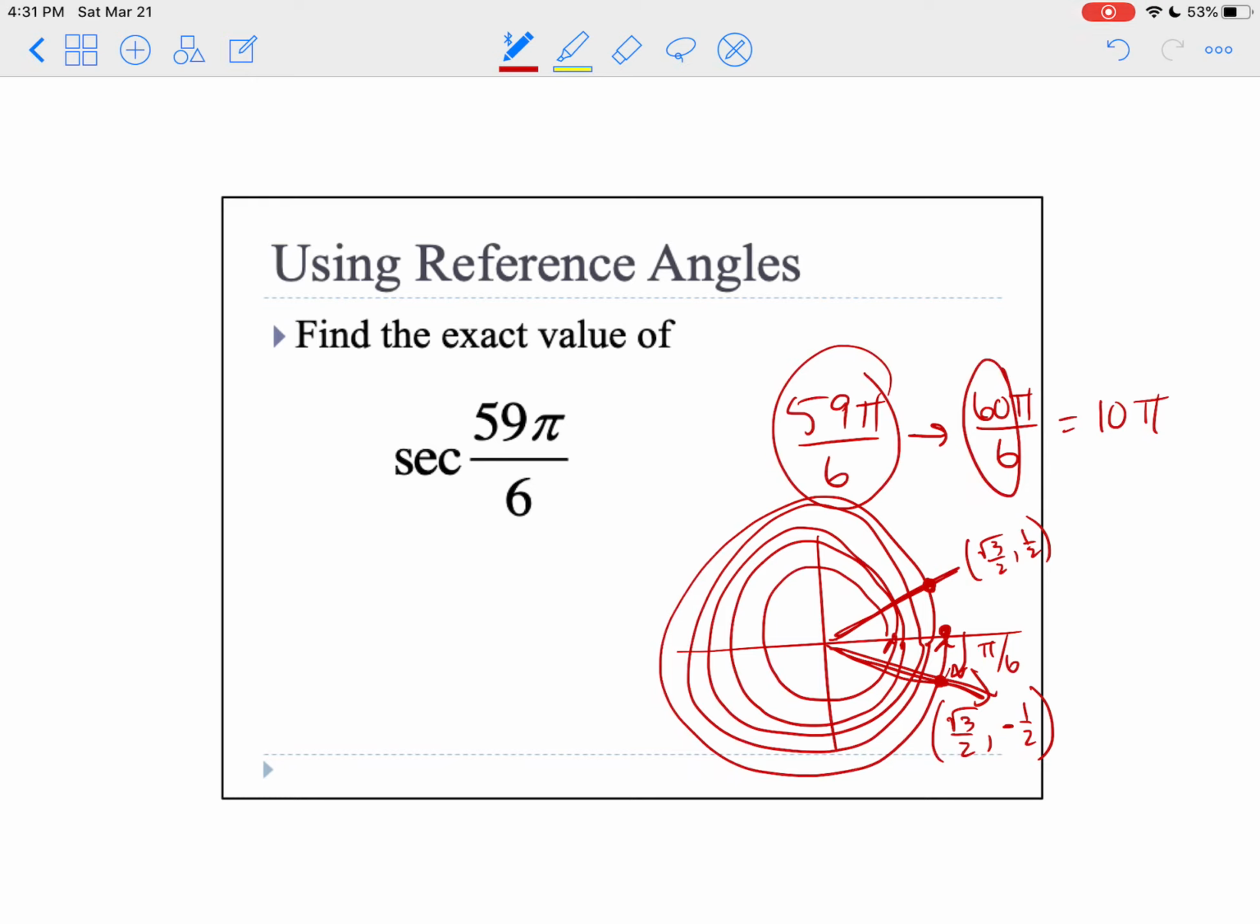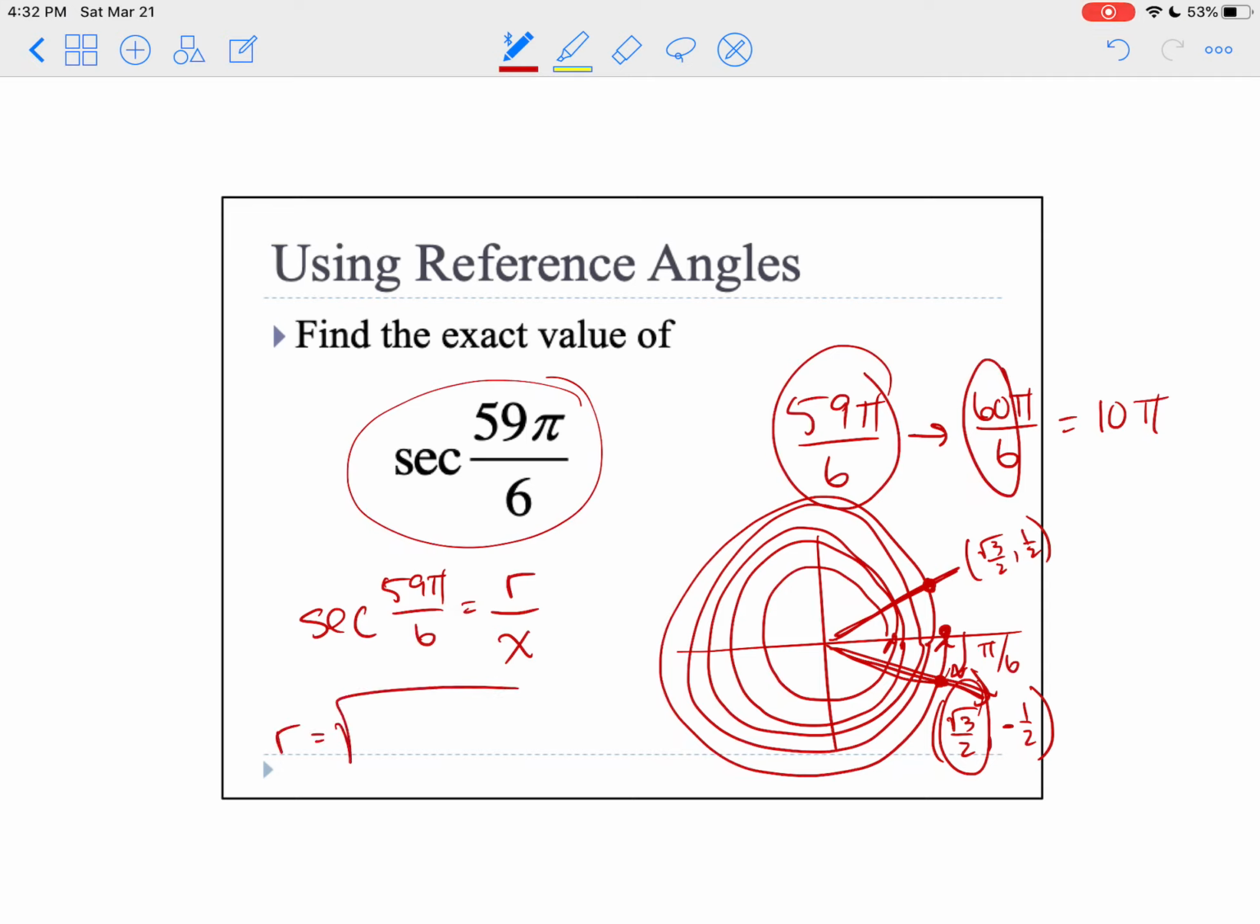And so now let's look at the actual trig function they're asking about. So this is secant, which is 1 over cosine. And the definition of secant of an angle is going to be whatever the radius is divided by the x-coordinate. Okay, well, I know the x-coordinate. There it is. It's root 3 over 2. Now I just need to find what the radius is.